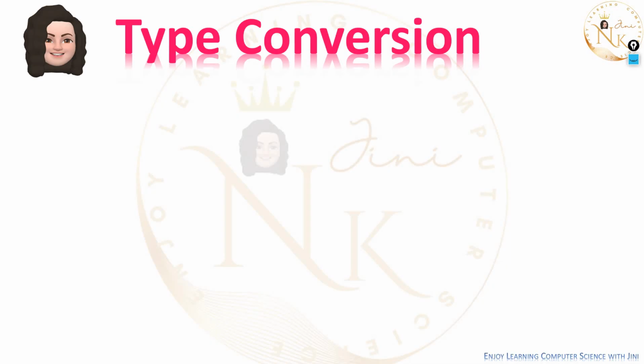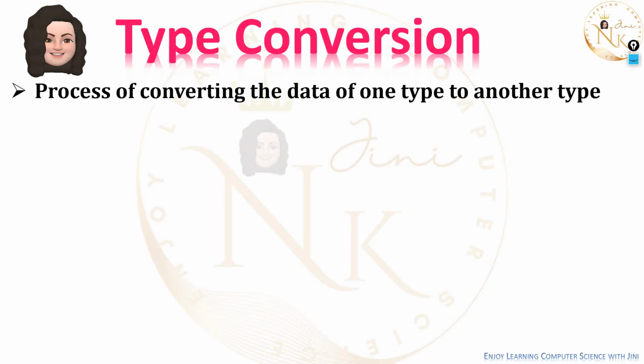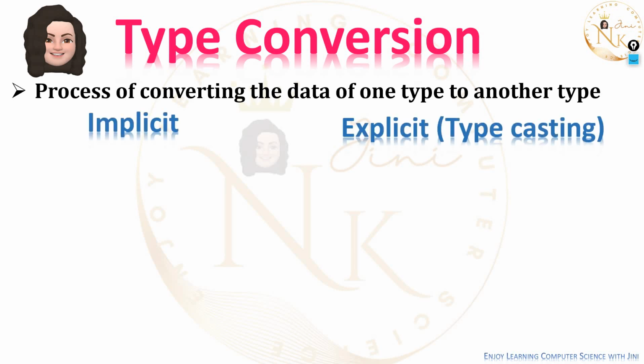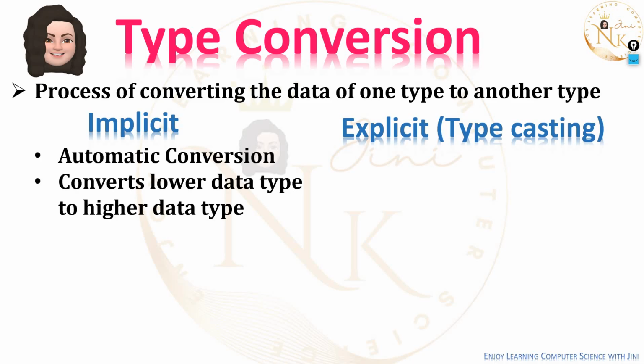Type conversion. Converting one data type to another data type is known as type conversion. Process of converting the data of one type to another type. There are 2 types of type conversion. One is implicit, the other one is explicit. Explicit is also known as typecasting.